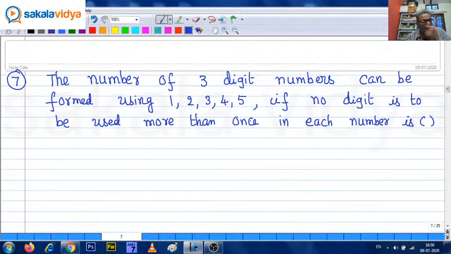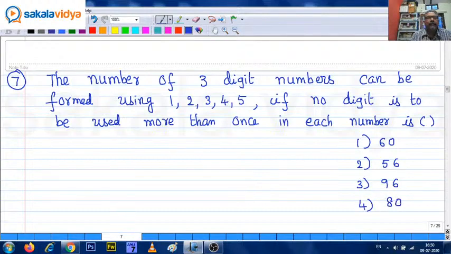Without repetition. So this is the first, basic exercise we are doing now. After that, we will do level 2 problems. First you need to understand the concept. So the first option is 60, the second option is 56, the third option is 96, the fourth option is 80.